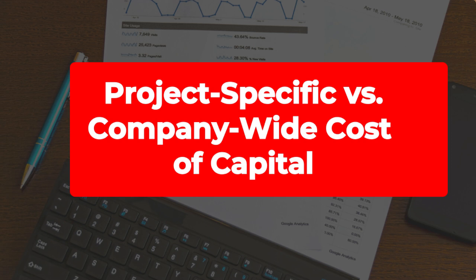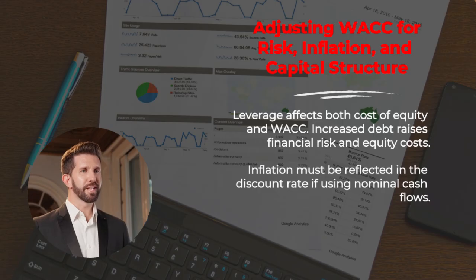A single WACC may not be appropriate for every investment. For example, a higher-risk project, e.g. international expansion, requires a higher discount rate than the average WACC. A low-risk project, e.g. upgrading existing facilities, may justify a lower rate. Project-specific cost of capital is estimated by adjusting the firm's WACC based on project beta, proxy using comparable firms, country risk premium for foreign investments, inflation differential and currency risk, and adjusting WACC for risk, inflation, and capital structure.